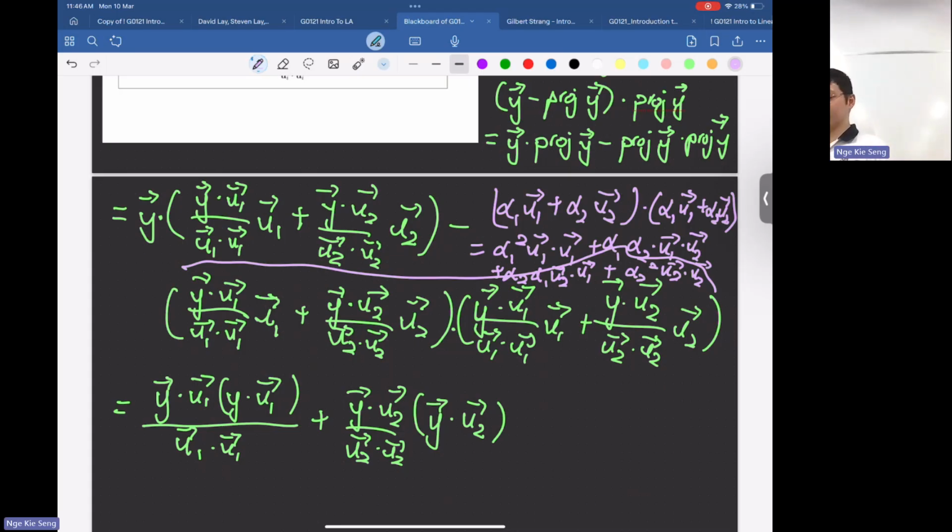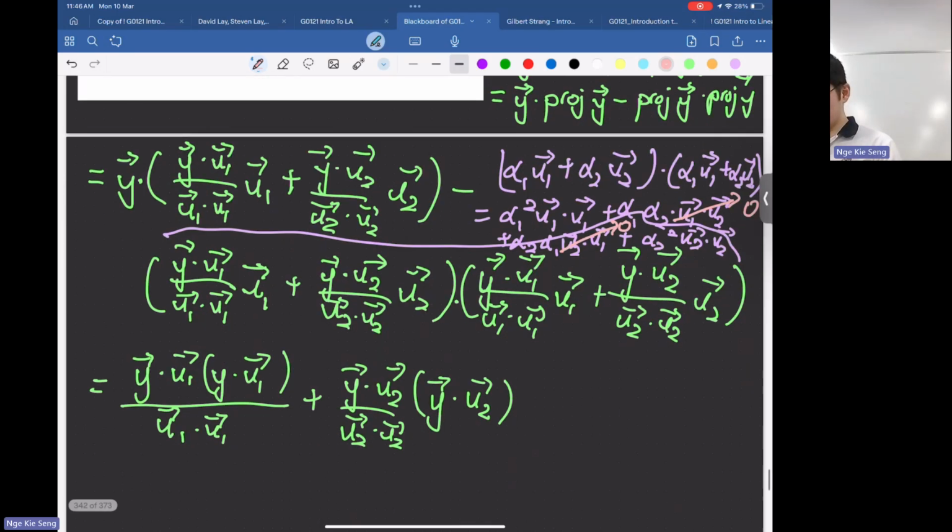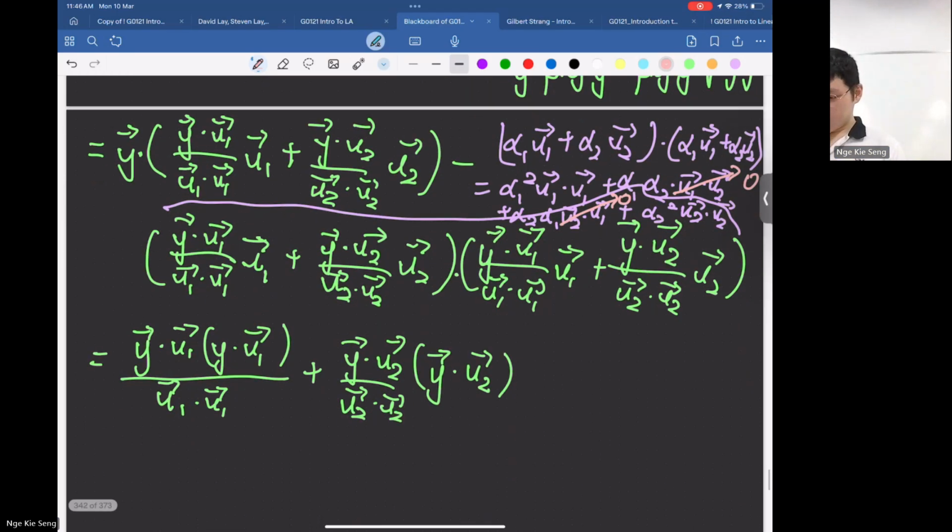Not very friendly. But let's say we have an extra condition here that kills off these off-diagonal terms. Let's say u1, u2 are orthogonal. If they're orthogonal, what happens? It goes to 0. Then what's left over here?